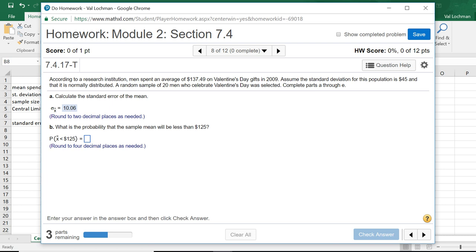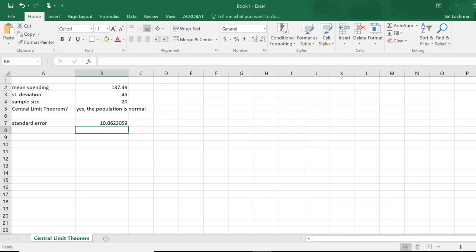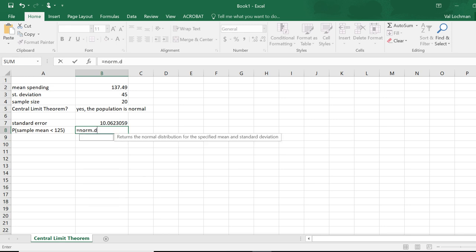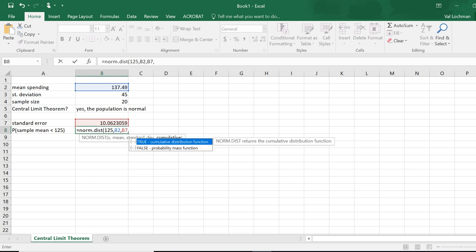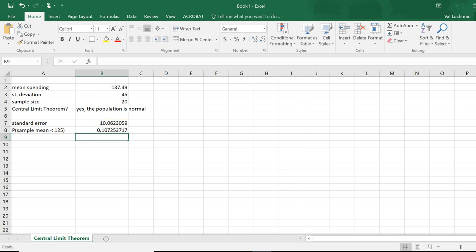Okay, next thing that we need to answer. What is the probability that the sample mean will be less than $125? I'm asked to find the probability that the sample mean is less than $125. I know I can apply the normal distribution. We've done that before. Up to 125, my mean is the same as the population mean. My standard deviation now is the standard error, right? It is not $45. It is 45 divided by the square root of 20. And is this cumulative? Yes. So I get this probability right here.